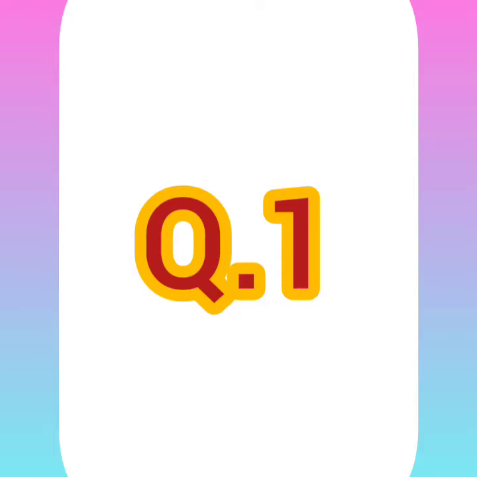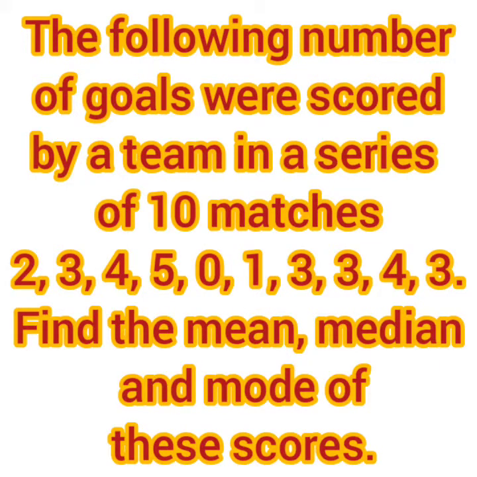The question one is, the following numbers of goals were scored by a team in a series of 10 matches. 2, 3, 4, 5, 0, 1, 3, 3, 4, 3. Find the mean, median, and mode of these scores. This is the question. So let's start the solution.